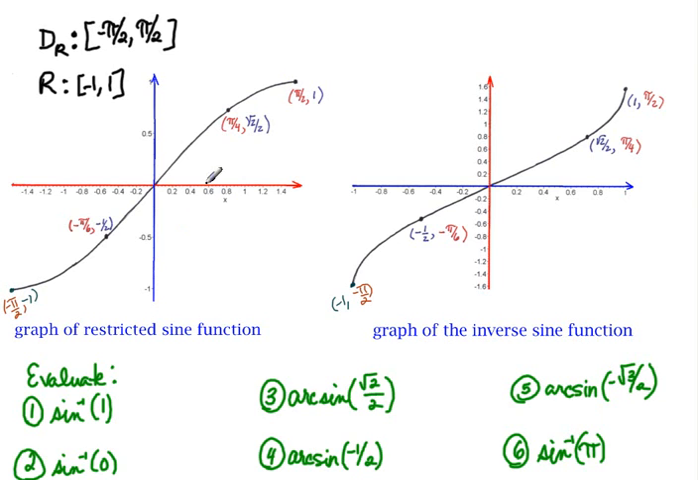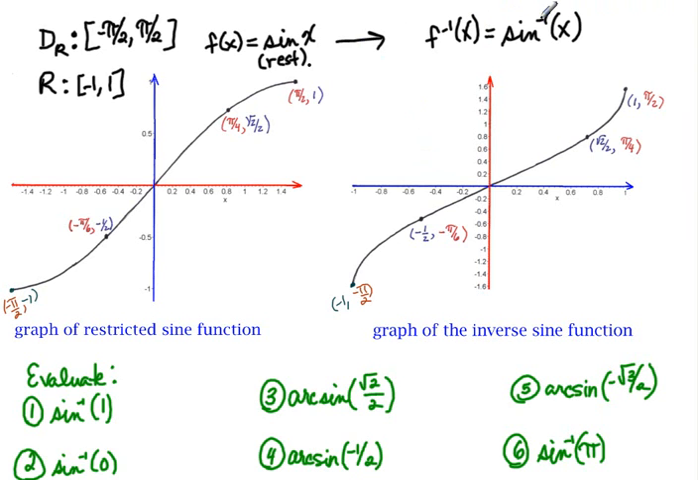So now we can think about this as being our original function f of x, the restricted sine, and from that we can get the graph of f inverse of x. And so f inverse of x is going to be sine inverse of x.